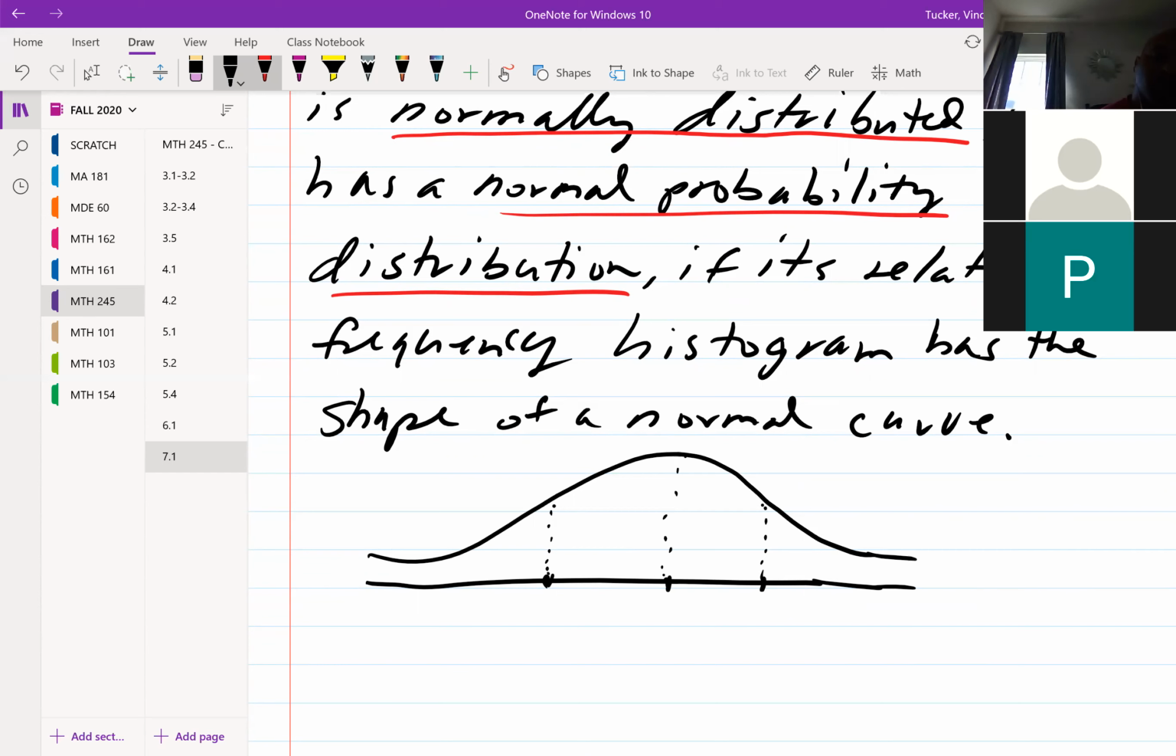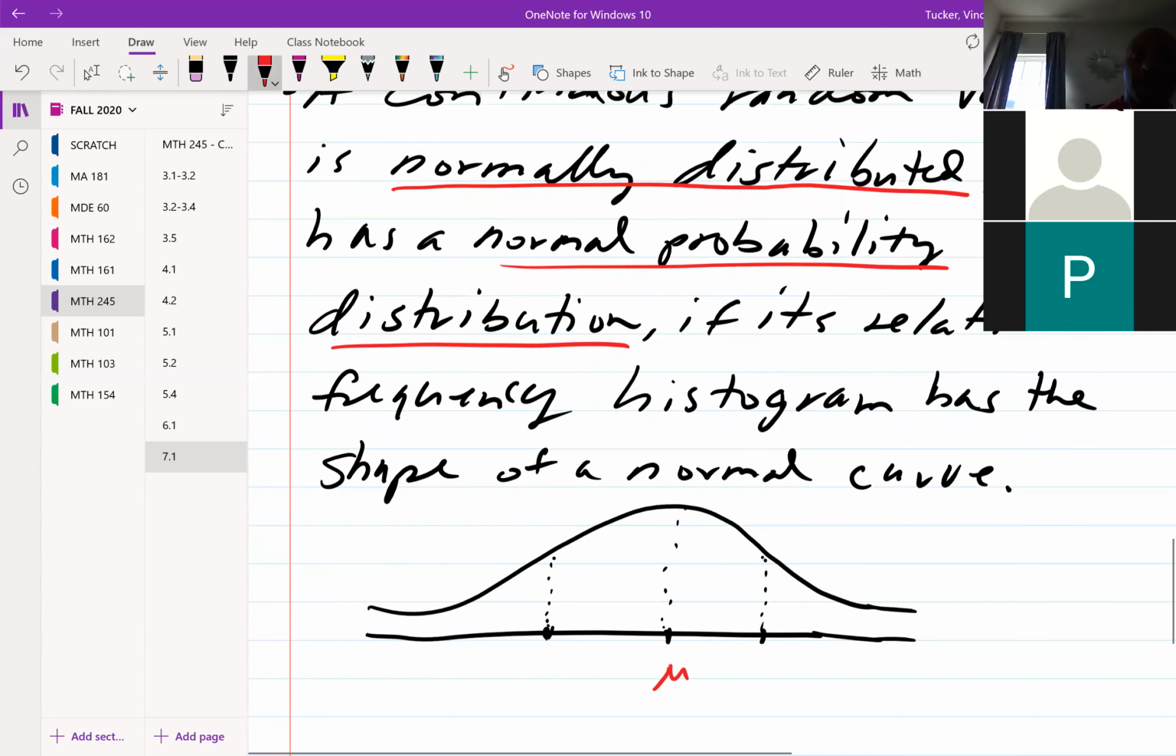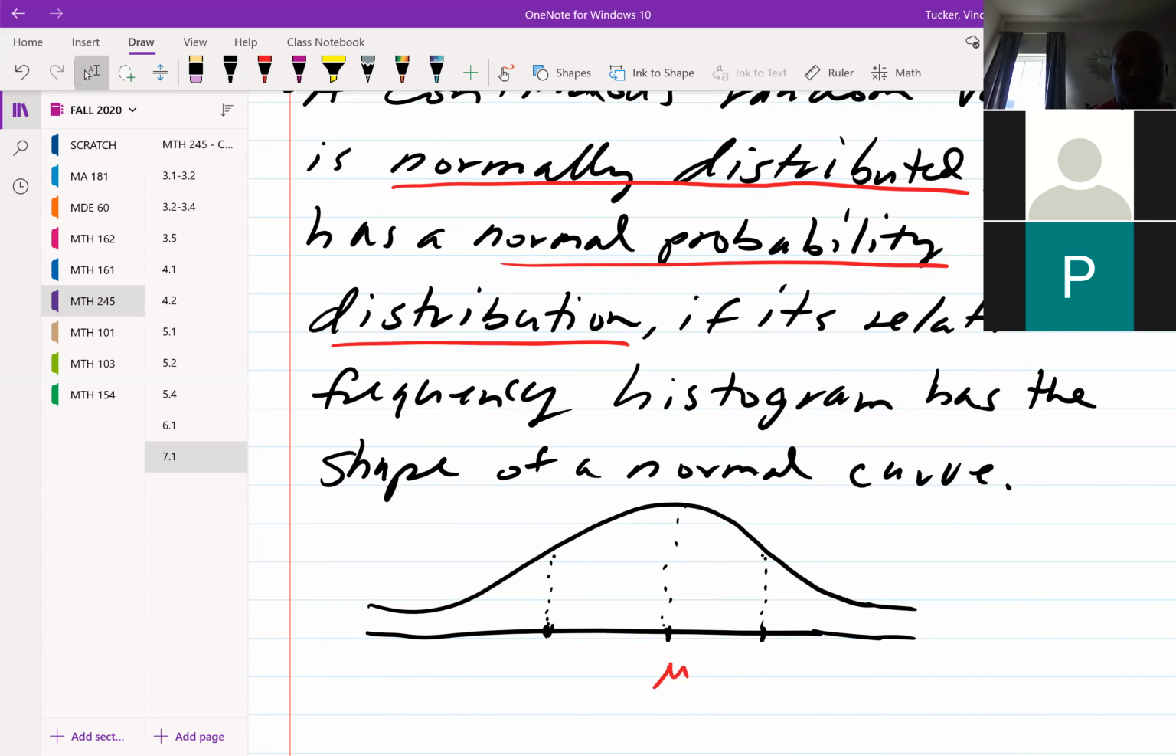Sir, how do you get the middle one? I'm sorry, the middle one? Yes, sir. How do you get the top of the curve? You're talking about up here? Yes, sir. Oh, well, that's just the shape of it. So that's going to be where the mean is. That's going to be your middle value, or the height of your curve is going to be the mean. And the other ones are the medians?